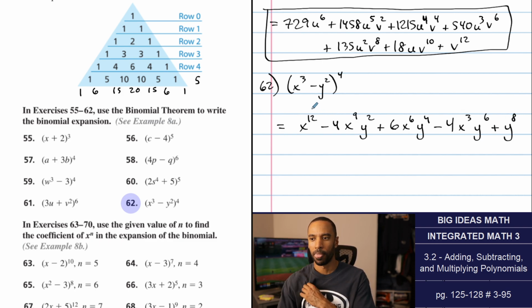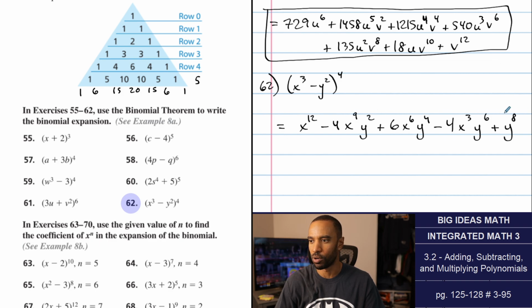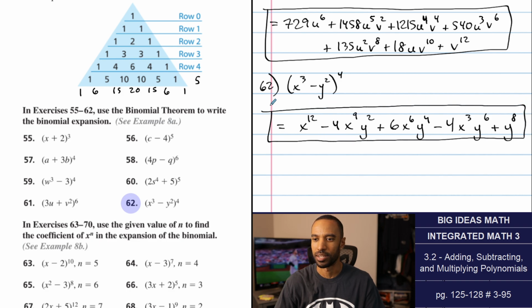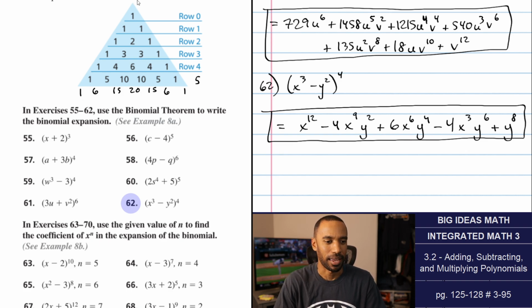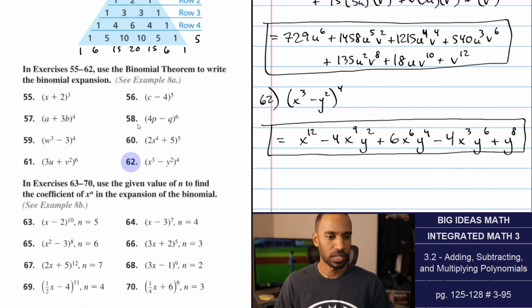So x's go 12, 9, 6, 3, 0. Those go down by 3s. Y's go 0, 2, 4, 6, 8. They go up. You got 1, 4, 6, 4, 1, and change of sign. That's it. So I did skip steps. Sorry. All right. Let's go to numbers 63 to 70.